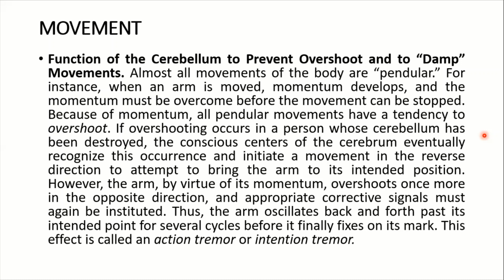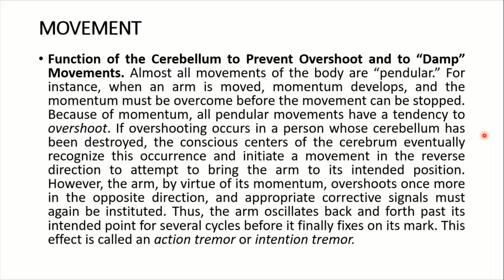If overshooting occurs in a person whose cerebellum has been destroyed, the conscious centers of the cerebrum eventually recognize this occurrence and initiate a movement in the reverse direction to attempt to bring the arm to its intended position. However, the arm, by virtue of its momentum, overshoots once more in the opposite direction, and appropriate corrective signals must again be instituted. Thus, the arm oscillates back and forth past its intended point for several cycles before it finally fixes on its mark.